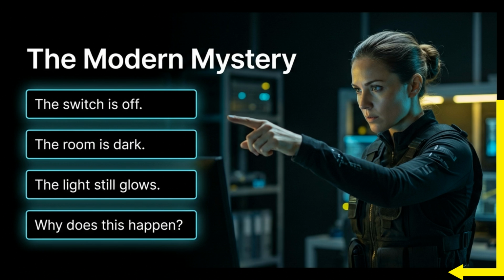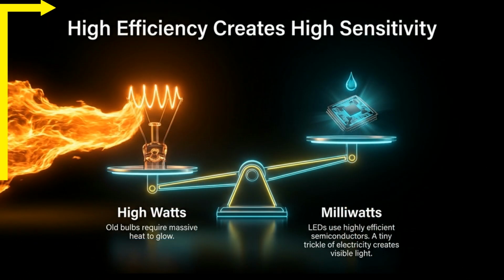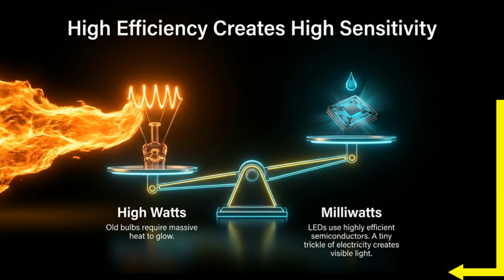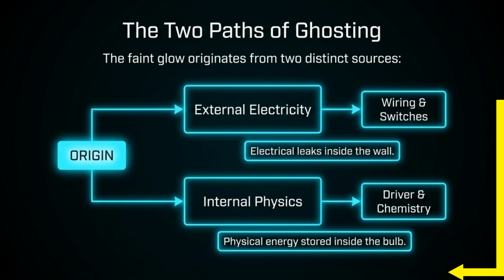Let's examine the conditions that lead to this unusual glow, beginning with the unique characteristics of modern LED lights. LEDs operate at high efficiency and require very little power, often just milliwatts, to produce visible light. Old bulbs needed high watts and massive heat. This high sensitivity means even a tiny trickle of electrical current or stored energy can cause a faint illumination in an LED. LED ghosting originates from two distinct paths: external electricity, such as electrical leaks, and internal physics, which is physical energy stored inside the bulb.